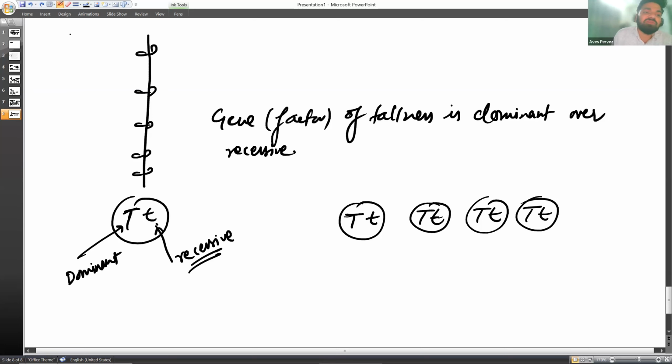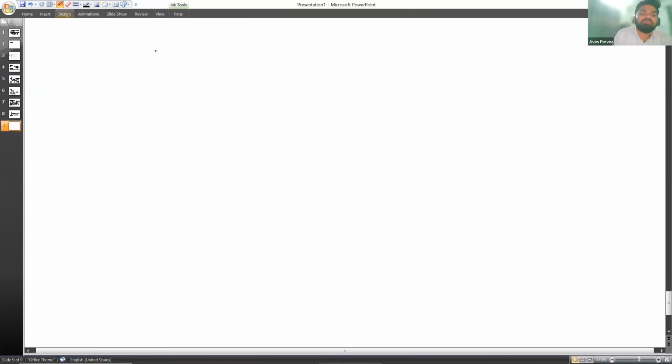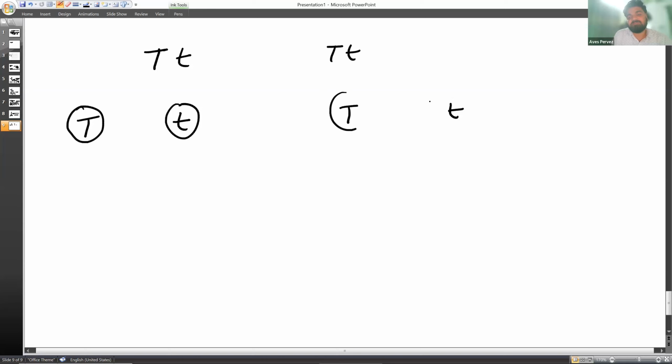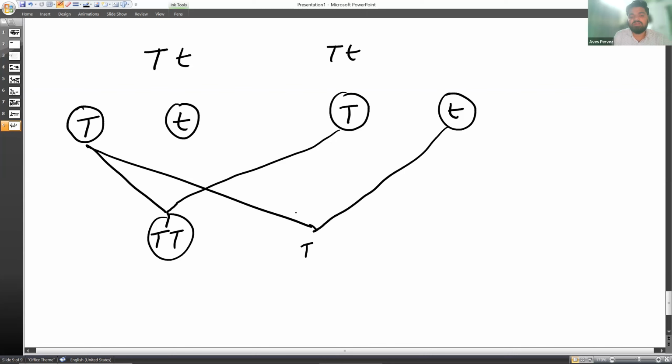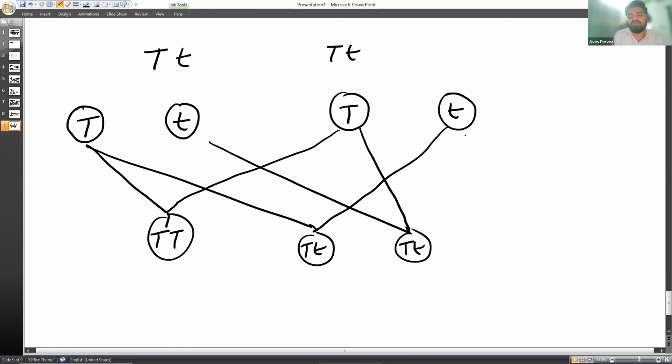How will we prove this one? So let's take the F2 generation. When he self-pollinates this heterozygous tall plant, what does he get? He gets capital T, capital T, homozygous tall. This is capital T, small t, then capital T, small t, and then small t, small t.